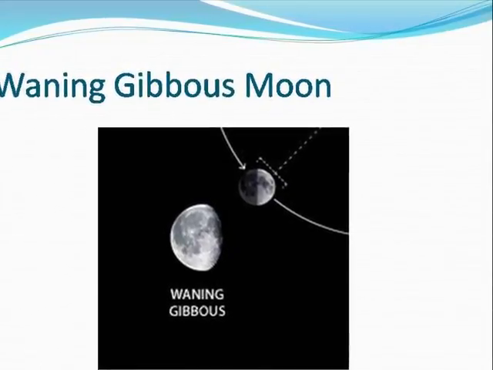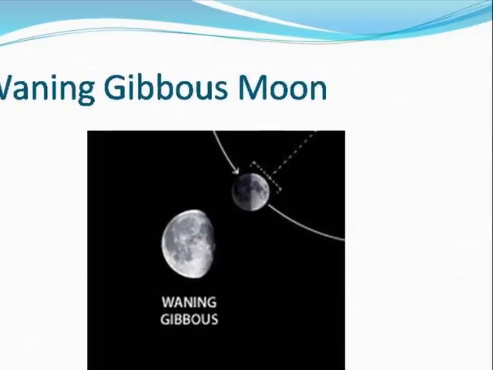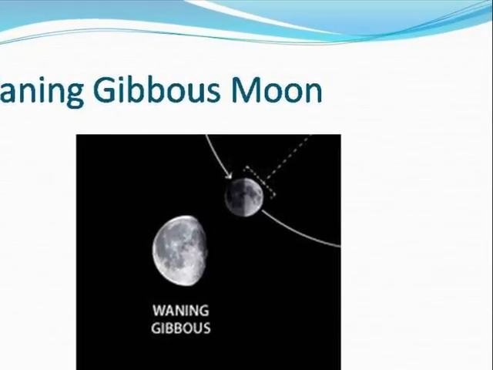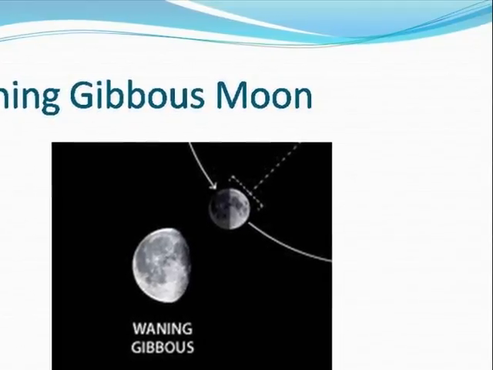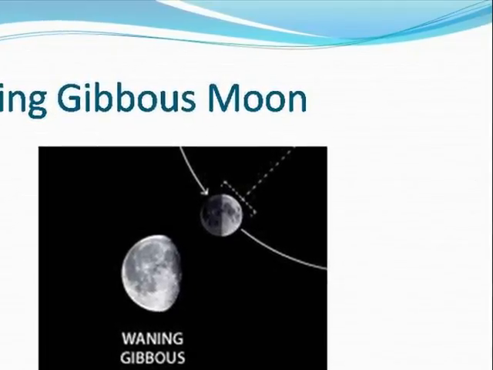Waning gibbous moon. In this picture, the sun is still hitting the right side of the moon. The waning gibbous phase happens after the full moon and the light is continually decreasing.